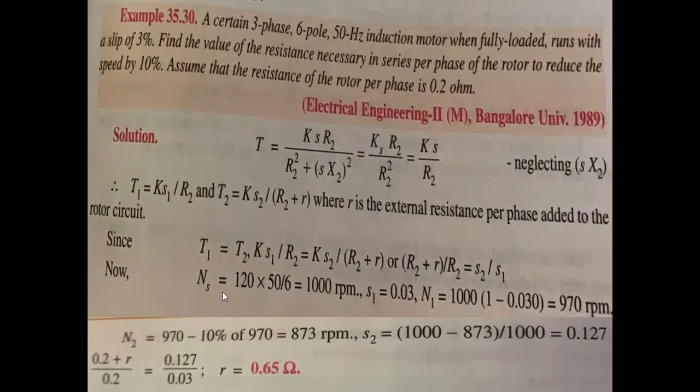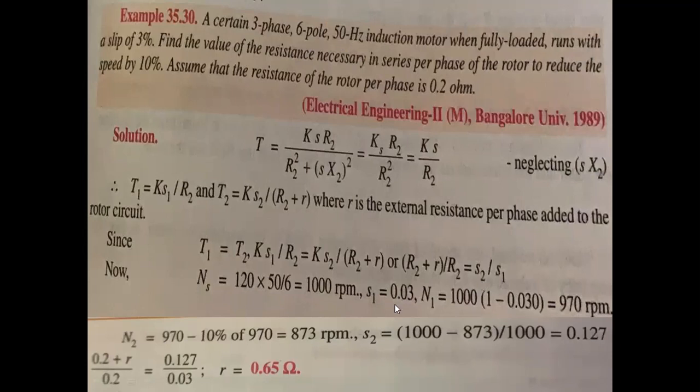Now for the synchronous speed, you have to calculate 120 f by P. 120 into f, where f is 50 Hz and P is 6 poles, so 1000 RPM is the synchronous speed. From that you have to calculate S1. S1 is already given: the induction motor when fully loaded runs at a slip of 3%, so S1 is 0.03. Now we have to find S2.